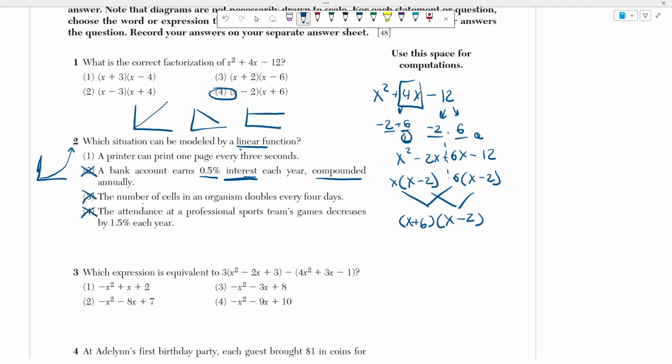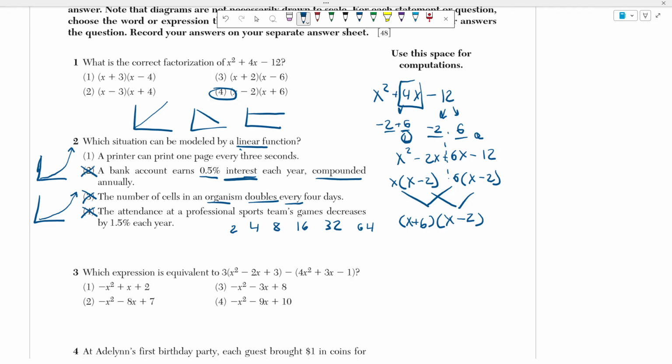The same thing with number 3. This is an exponential growth. If the number of cells in an organism doubles every day, whenever you're doubling or multiplying or dividing, that is going to be non-linear. Why? Because let's say on the first day it has 2 cells. The second day is going to have 4, followed by 8, 16, 32, 64. The amount by which the numbers are increasing is changing. So again, it's going to have this exponential form.